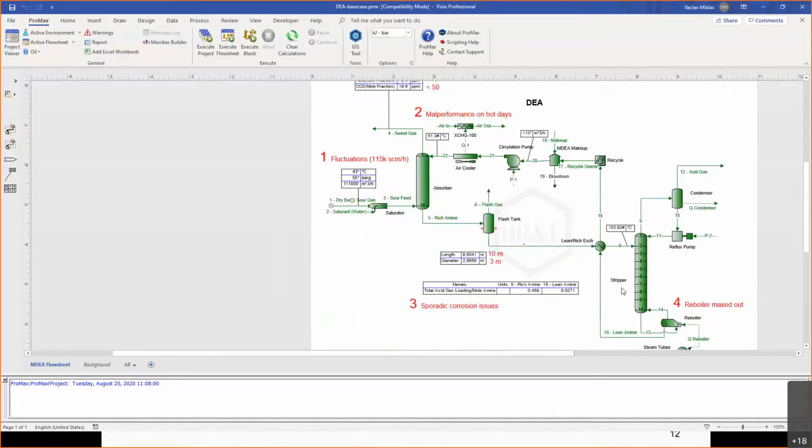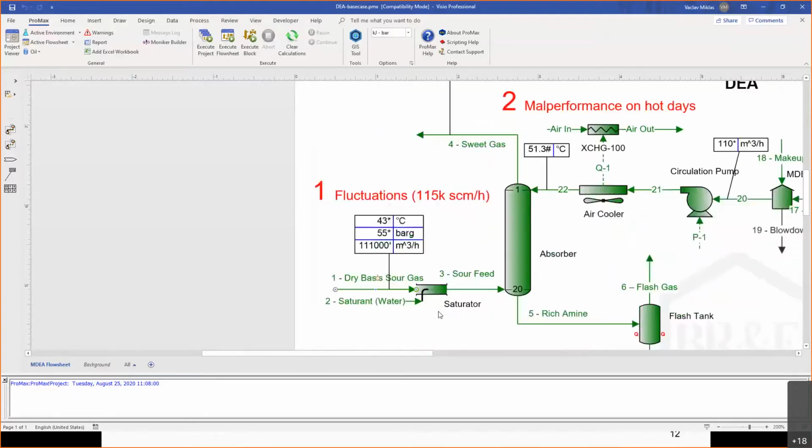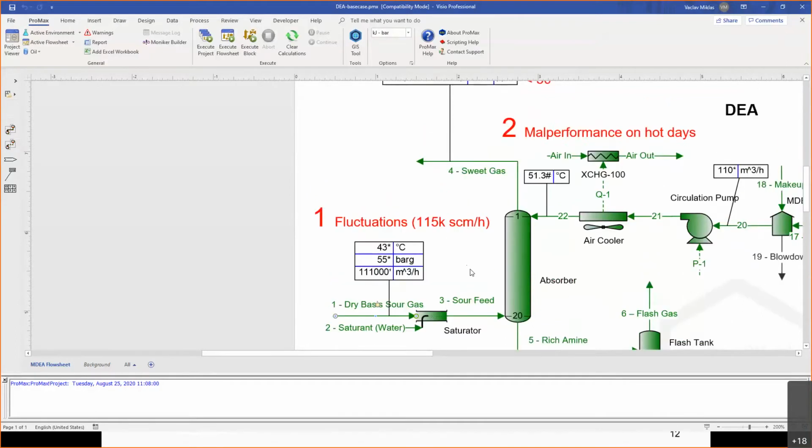The layout is quite typical. We have an absorber, we have a regenerator, we have a circulation loop between. And what we also have here, as you can see marked with these numbers, are some operating issues. The operating company has problems with fluctuations of their sour feed. Right now, we have 111,000 cubic meters per hour, but it can get to 115 at times. So we have some fluctuations. The problem is that if we are at 115, they have experienced that their sweet gas was off spec.